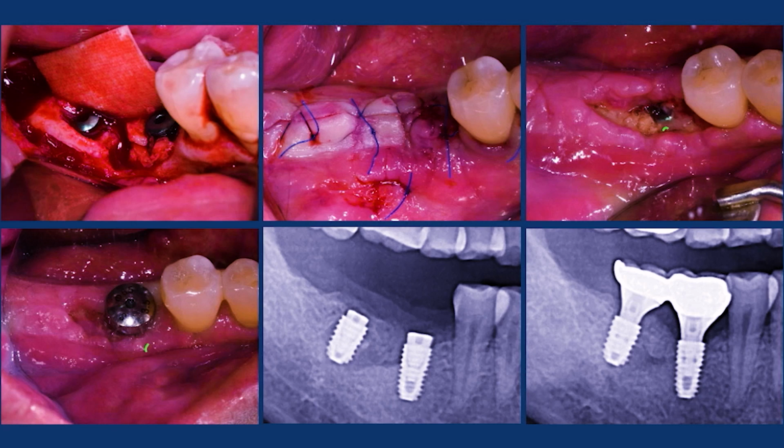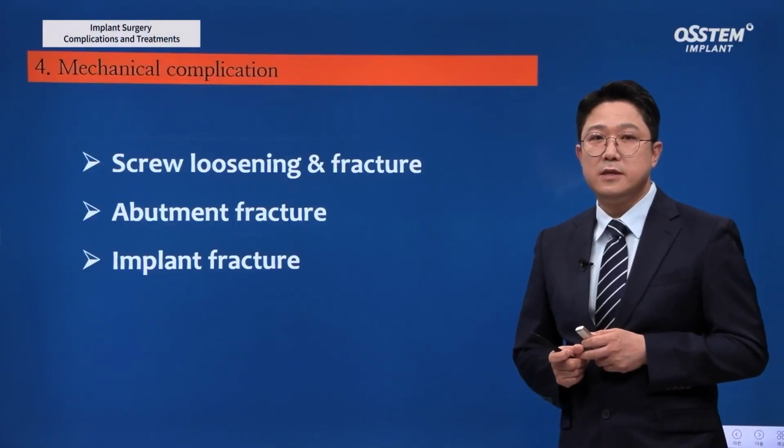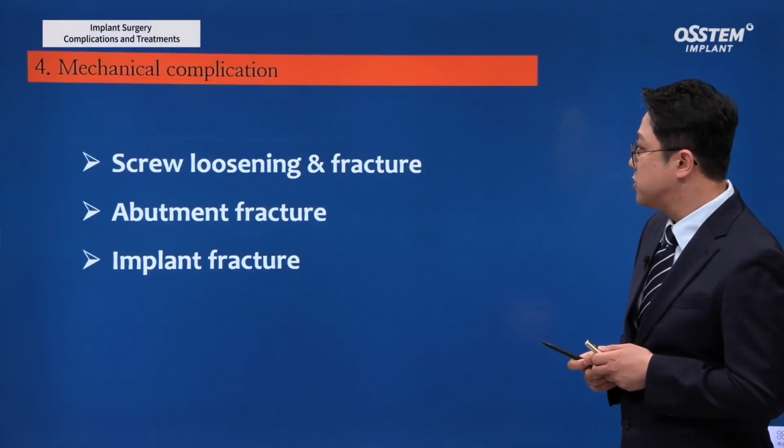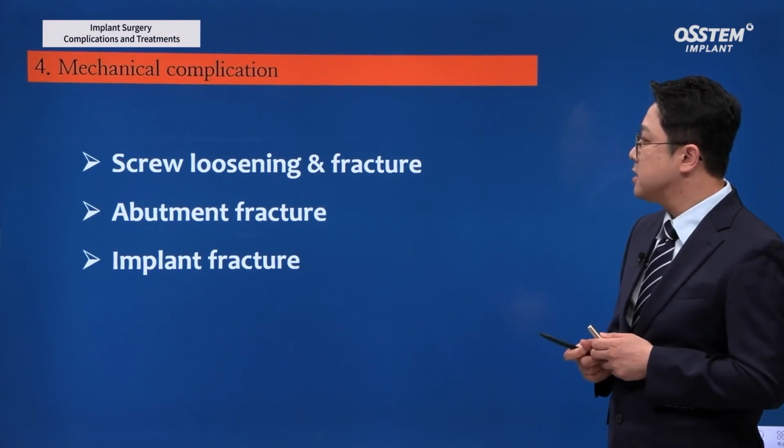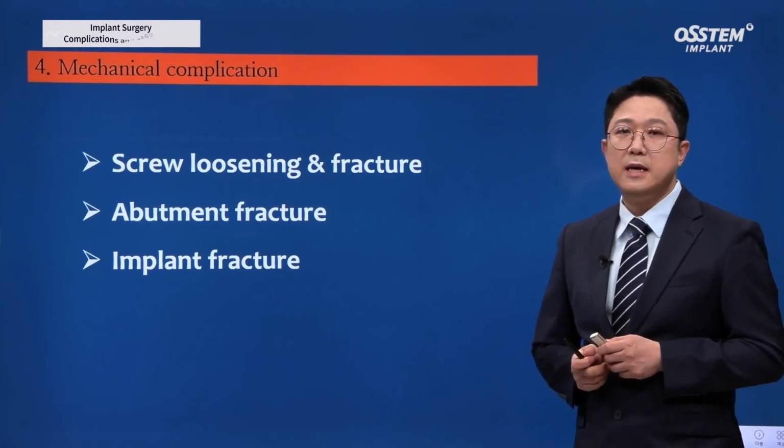If you connect the healing abutment and there's mobility in the implant, then you would have to place the implant again. But just because the cover screw is exposed, you do not need to make rash decisions. Next is mechanical complications. They can be divided into screw loosening and fracture, abutment fracture, and implant fracture.